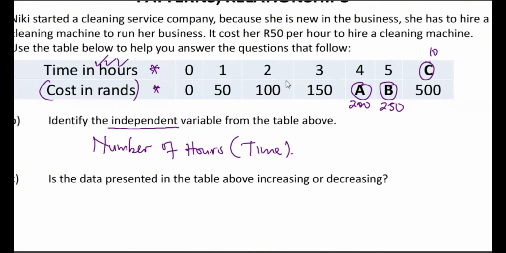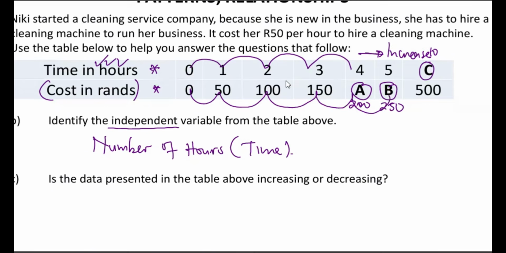All right. So they're asking us, is the data represented above increasing or decreasing? Let's look at time only. Time went from 0 to 1, from 1 to 2, from 2 to 3, from 3 to 4. It is going on. It's increasing. Then we are looking at the cost from 0 to 50, 50 to 100, 100 to 150, from 150 to 200, from 250 to 500. Now, also it's increasing.